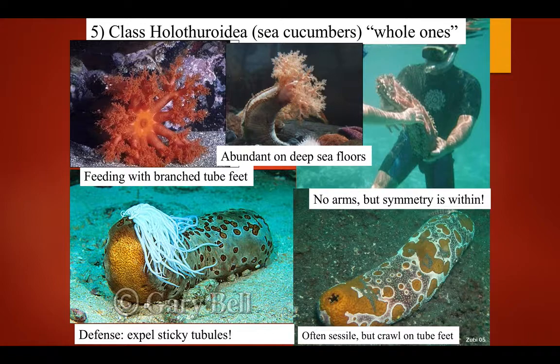The last class we're going to talk about is the class Holothuroidea. These are our sea cucumbers. So we have some characteristics here. They feed with branched tube feet, and are abundant on deep sea floors. They don't have arms, but they do still exhibit that pentaradial symmetry. You can see that pentaradial symmetry really well in this picture here.